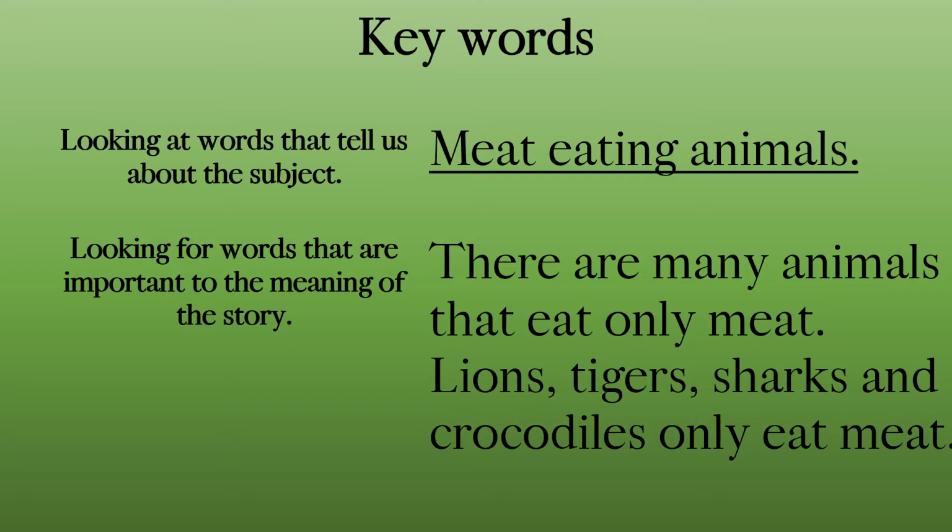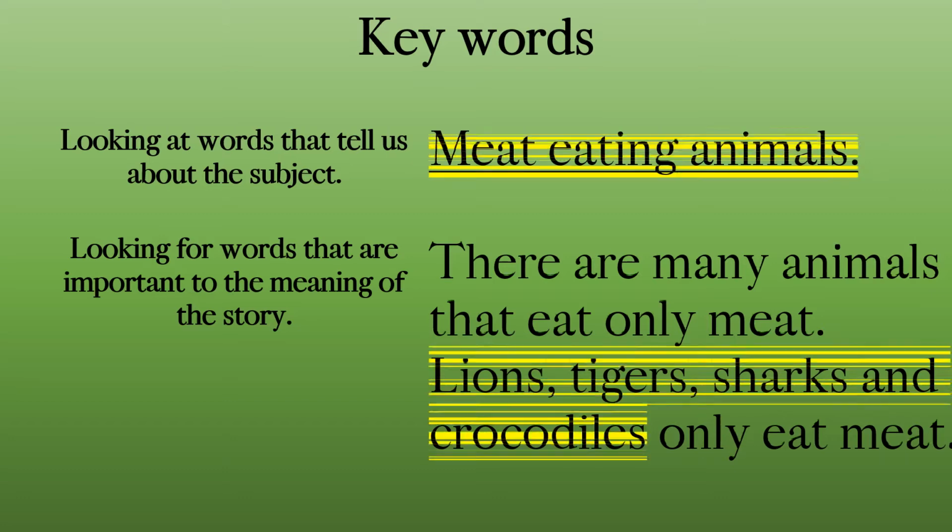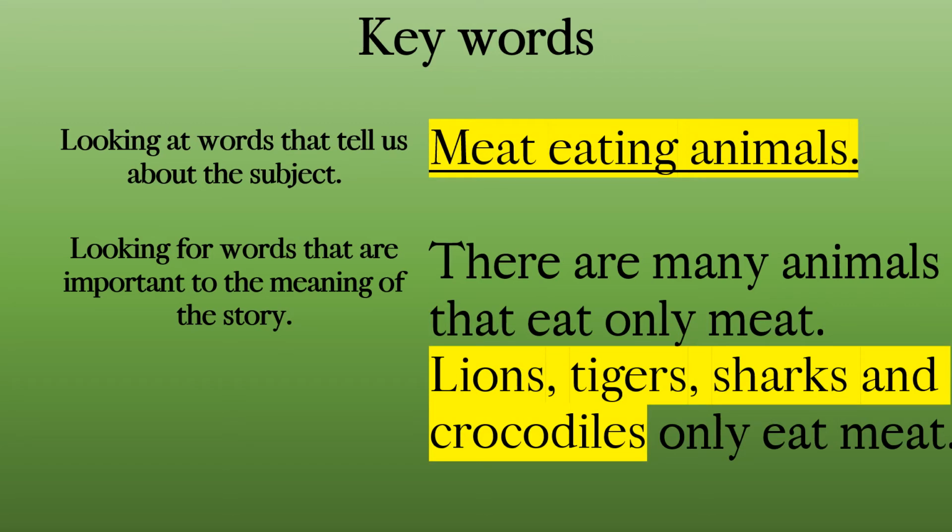Look at the name of the story, Meat Eating Animals. Is this important? Do we have to know this? Yes, we do. It tells us what we are learning. Here are the key words. So the name of the story, Meat Eating Animals, and the animals, lions, tigers, sharks, and crocodiles. These are the words that are important to the meaning of the story.